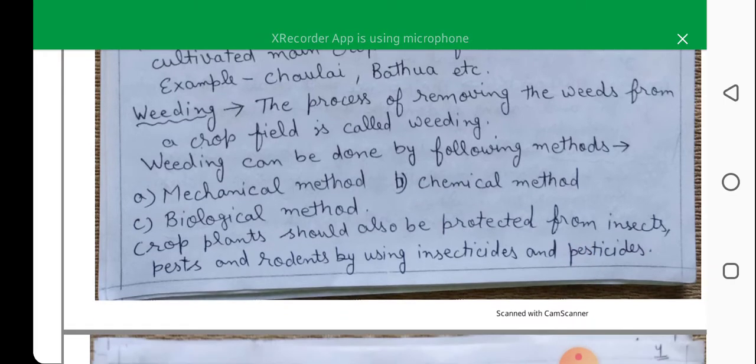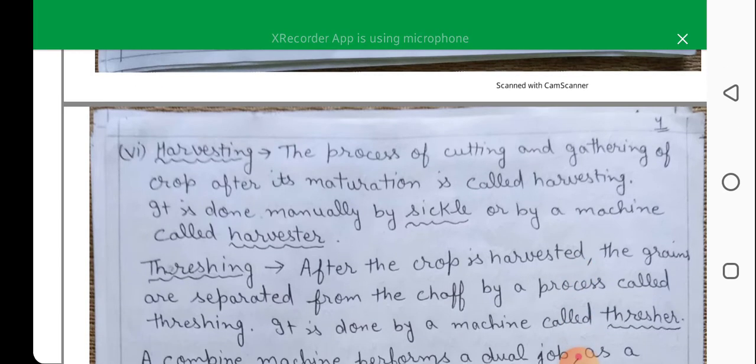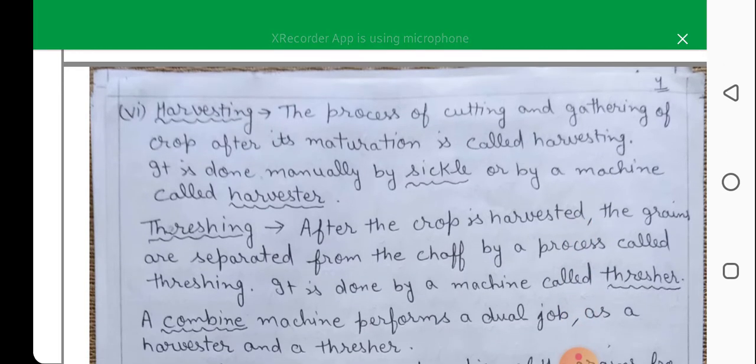Weeding can be done by the following methods. First is the mechanical method, second one is the chemical method, third one is the biological method. Crop plants should also be protected from insects, pests and rodents by using insecticides and pesticides. The next activity is harvesting. The process of cutting and gathering of crop after its maturation is called harvesting. It is done manually by the sickle or by a machine called the harvester.